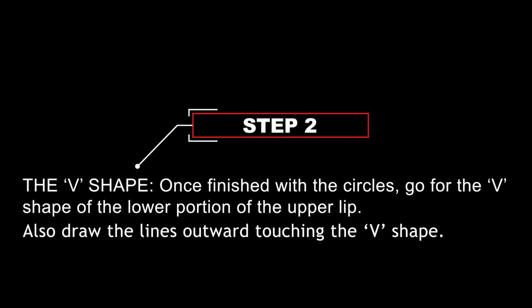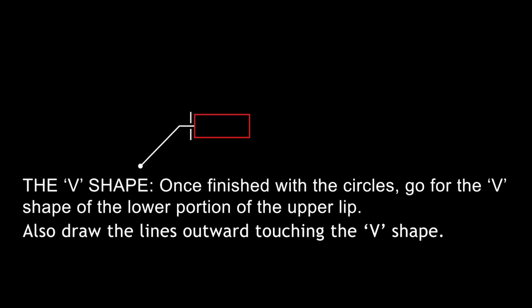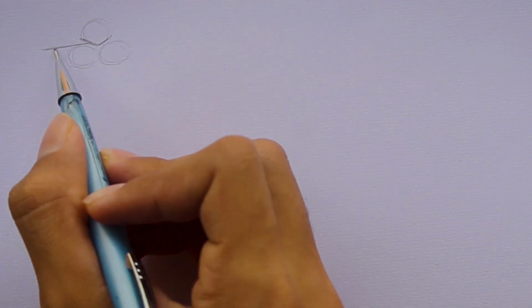Step 2. The V shape. Once finished with the circles, go for the V shape of the lower portion of the upper lip. Also draw the lines outward touching the V shape.